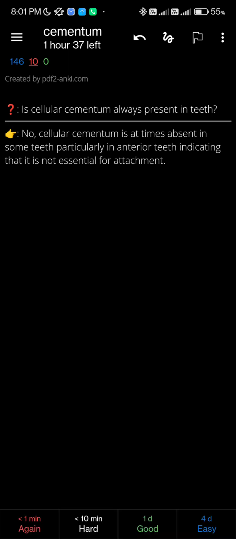Is cellular cementum always present in teeth? No, cellular cementum is not always present in teeth. It may be absent in some teeth, particularly in anterior teeth, which indicates that cellular cementum is not necessary for attachment.